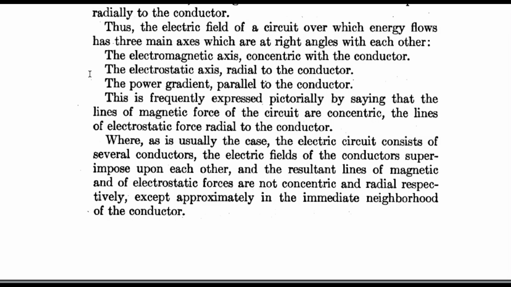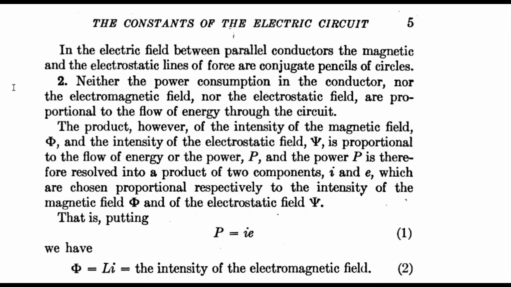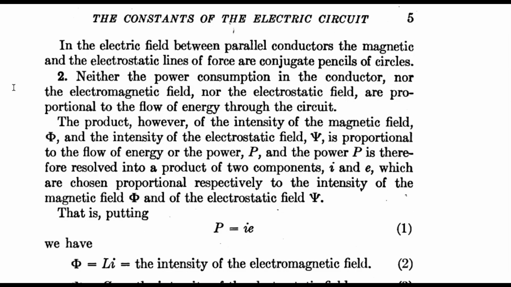Where, as is usually the case, the electric circuit consists of several conductors, the electric fields of the conductors superimpose upon each other, and the resultant lines of magnetic and of electrostatic forces are not concentric and radial respectively, except approximately in the immediate neighborhood of the conductor. In the electric field between parallel conductors, the magnetic and the electrostatic lines of force are conjugate pencils of circles.